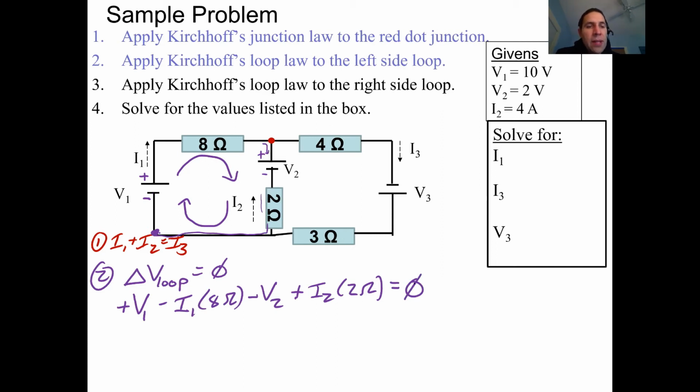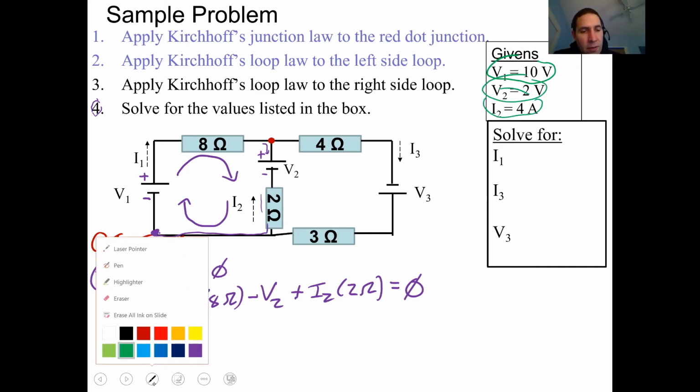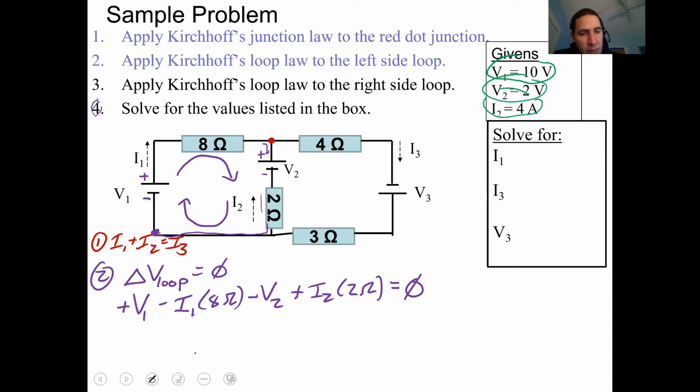Now I'm actually going to skip to part 4 because I can start doing that with this equation. Look, I'm given certain values here. V1 is 10 volts, V2 is 2 volts, and I2 is 4 amps. So I can solve for this, and I'm going to drop the units because it makes it a little easier. 10 minus 8 I1 minus 2, because that's what V2 is, plus 4 times 2 has to equal 0.